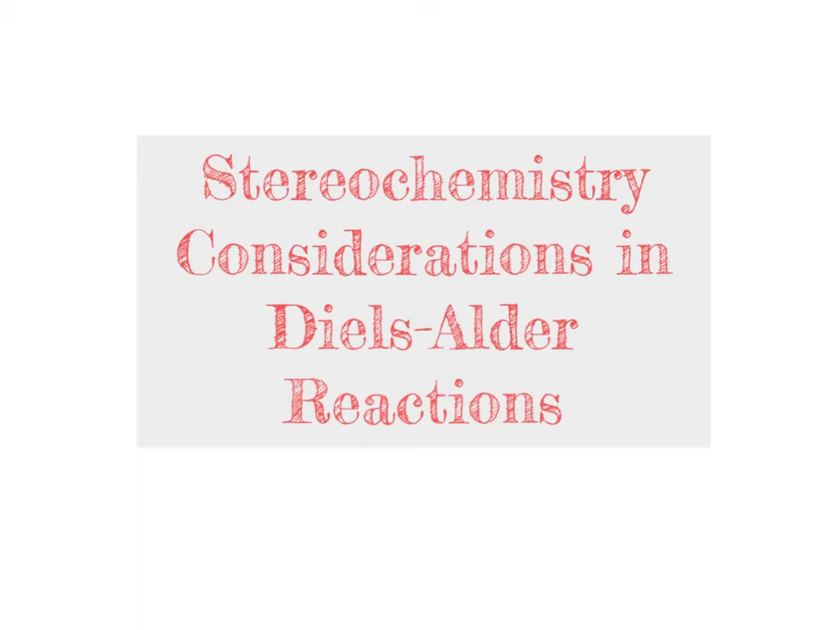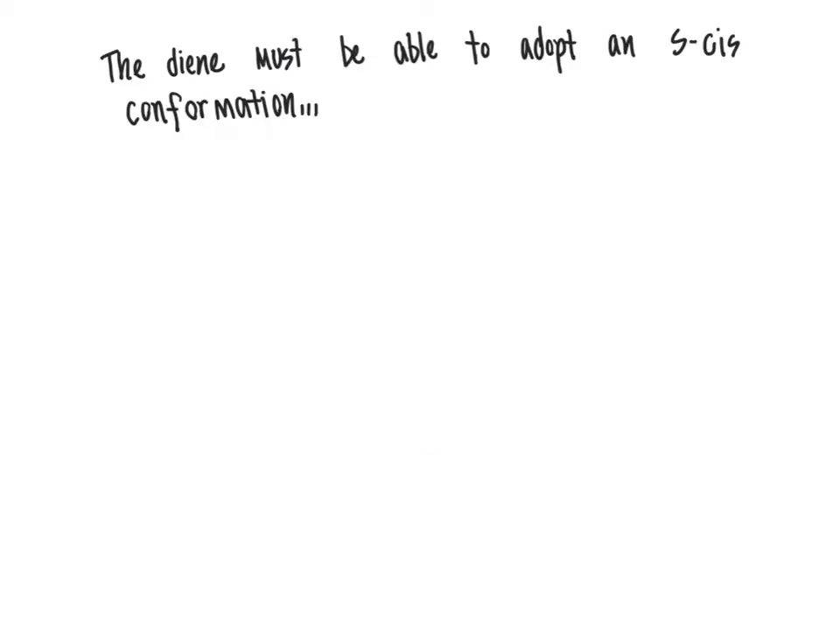In this video, we are going to continue looking at Diels Alder reactions by looking in more detail at stereochemistry considerations we need to make as we predict the products of Diels Alder reactions. The first stereochemistry consideration we will highlight is the fact that in order for a Diels Alder reaction to occur, the diene must be able to adopt an S-cis conformation.